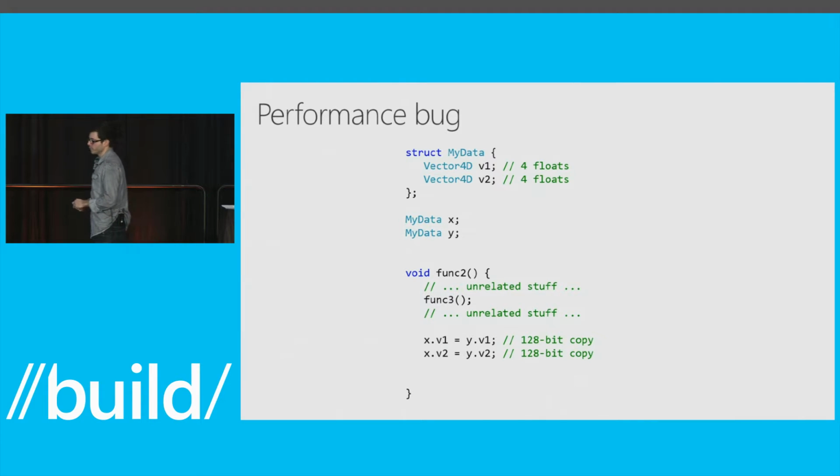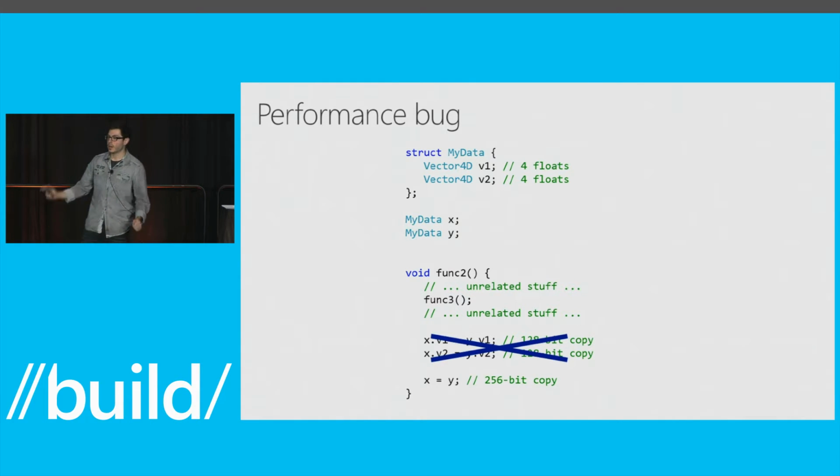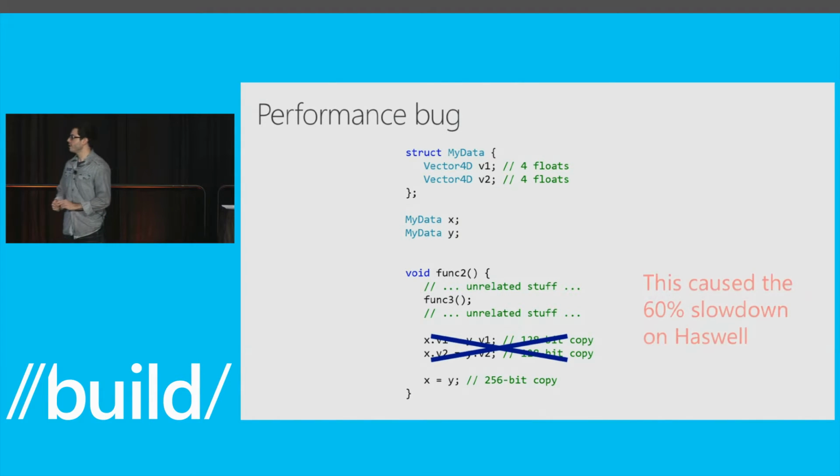And then we've got this function called func2 that does a bunch of stuff. It then calls another function called func3, and then does a bunch of other unrelated stuff. And then these are those two consecutive 128-bit copies. And when we throw the ArchAVX switch, we're replacing those two 128-bit copies with a single 256-bit copy. I went through the code and dug into this and found that this was the thing that was making the code run 60% slower.